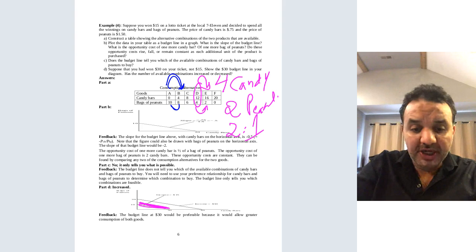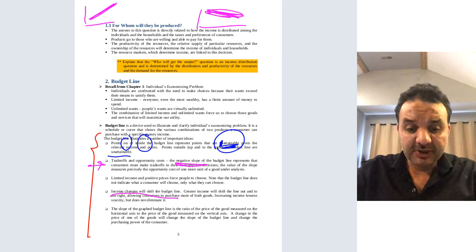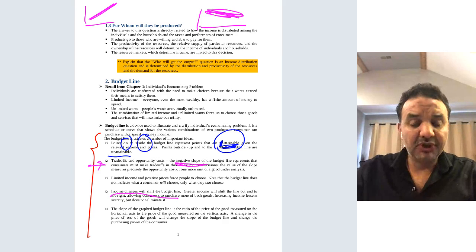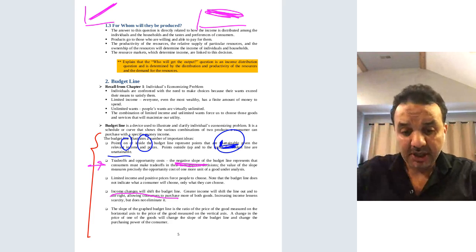Any point on this line is feasible if your budget is $15. But now, if you have $30, your budget line will shift upward, right? Makes sense. This makes all of the area below the red line attainable. So let's go back here. Income changes will shift the budget line. The more income you have, the higher the budget line you will have.